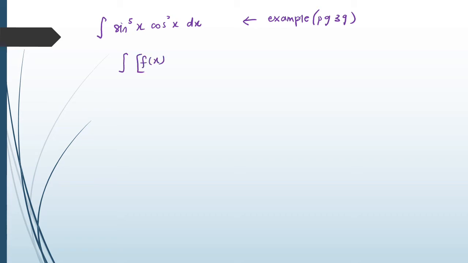Moving on, let's look at integrating sine to the power of 5x cos squared x with respect to x. This is an example taken on page 39. The question is, can I be using this formula?